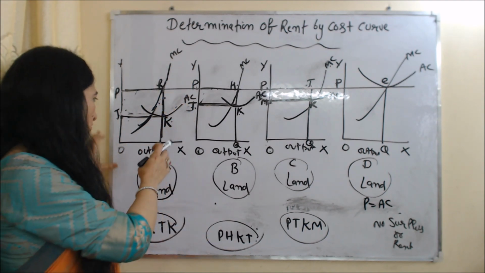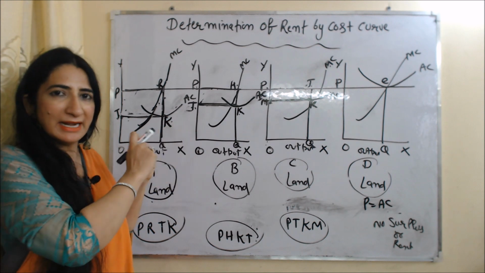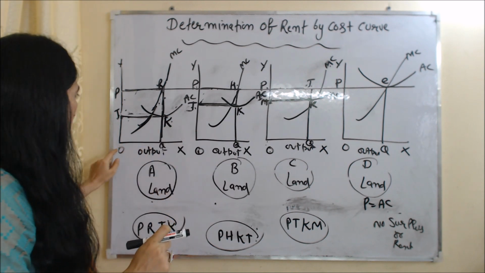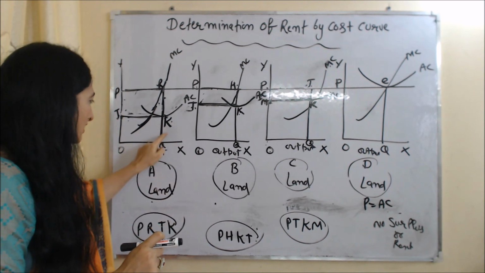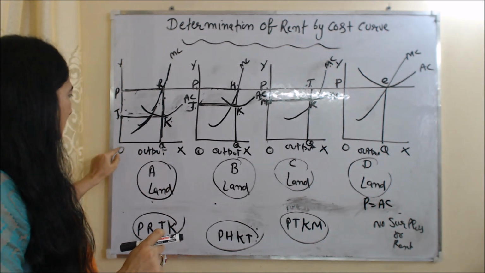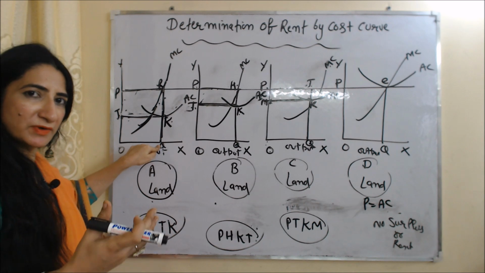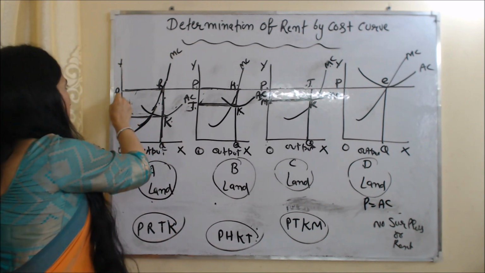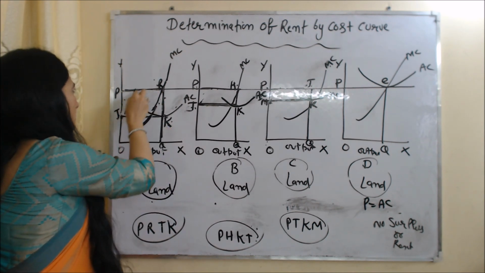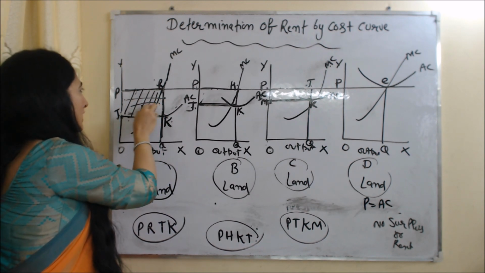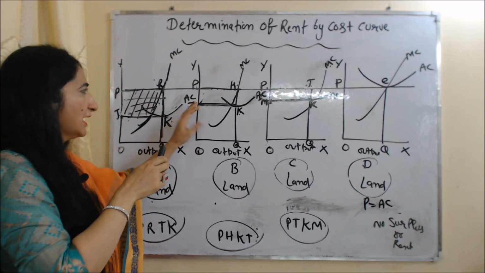Firstly, we are going to talk about surplus or rent from land A. Cost of land A is equal to OTKQ and revenue of land A is equal to OPRQ. When we subtract cost from revenue, the remaining part PRKT is called surplus, or we can say the rent from land A. Now we will see rent from land B.